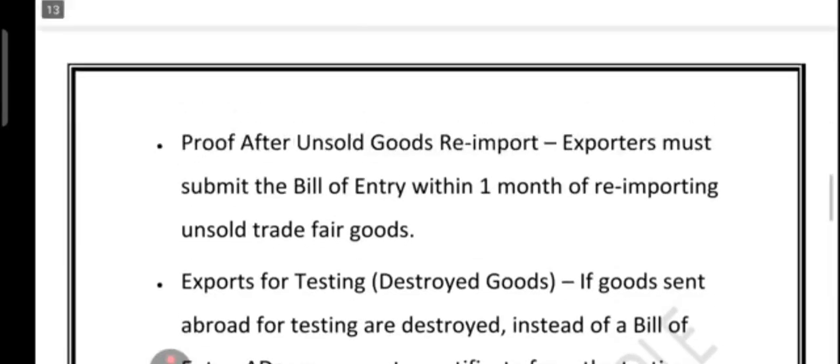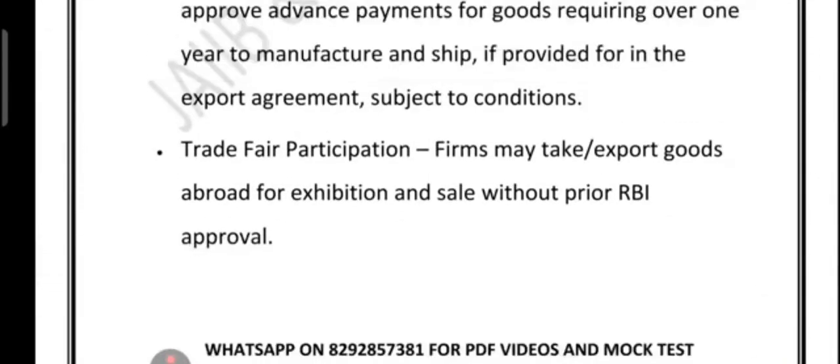Now if you are participating in a trade fair abroad, right? Suppose you are participating in a trade fair abroad, you can take goods there for display and sale without needing RBI prior approval. But if some goods remain unsold and you bring them back, you must submit the bill of entry within 1 month of re-import.